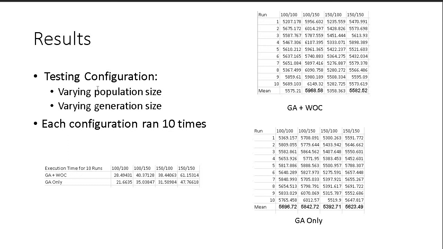At the very bottom, we have the mean, which is the average of those 10 runs for each one of those configurations. The table above is GA plus wisdom of crowd, and below that is GA only. Then to the left, at the bottom left corner, we have the execution time for each one of those runs, or the average of 10 runs. Then I'm going to move on to the next slide, because that's where I'll be doing the analysis, and I will switch back and forth between the two slides as I discuss it.